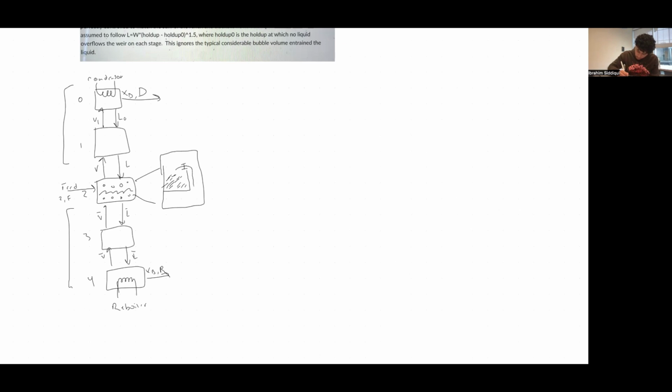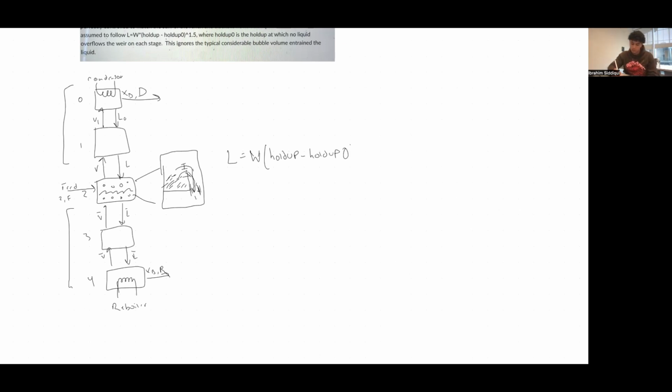We have this overflowing. Not the best drawing, but essentially we see what we're using this for. Let's go ahead and rewrite this equation that we saw up here. So we have our liquid equals this W, this term we're bringing in, multiplied by our holdup minus our holdup not, to the 1.5. All right.